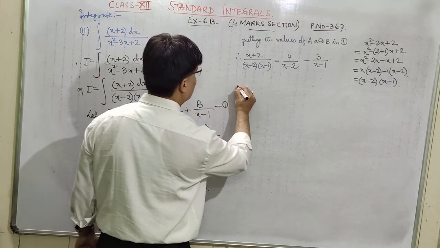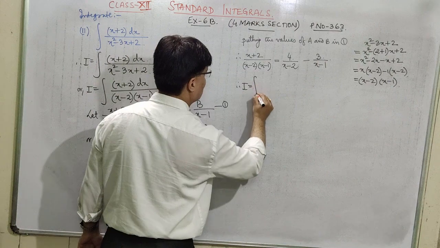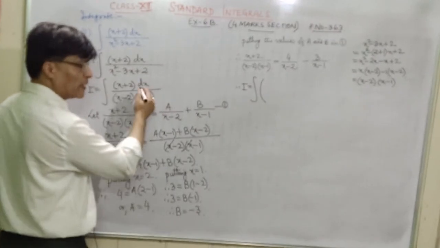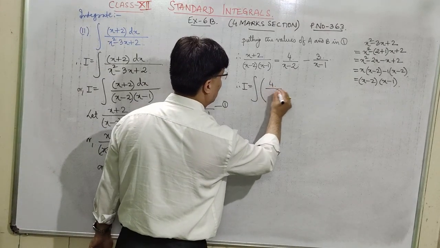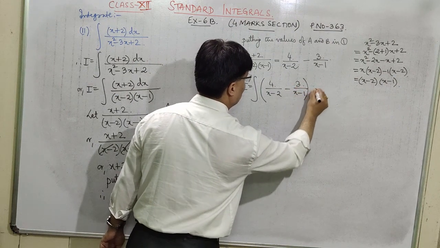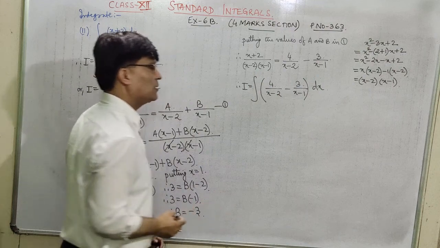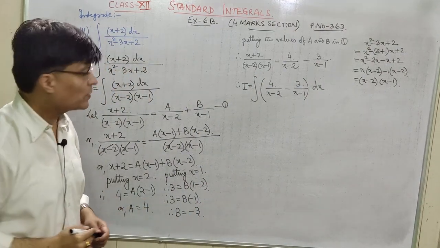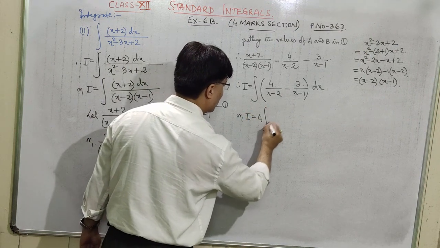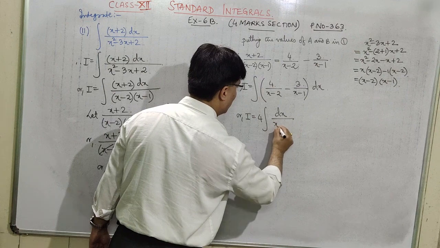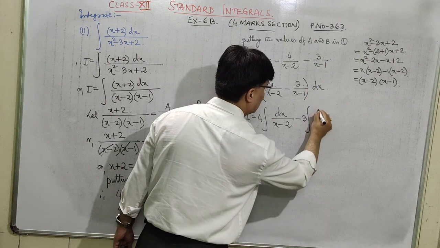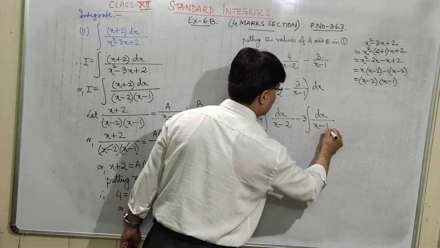Now instead of this fraction, we will put this partial fraction. So I is equal to integral of (4 upon x minus 2 minus 3 upon x minus 1) dx. Is that clear? So let us separate the terms: I is equal to 4 integral dx upon (x minus 2) minus 3 integral dx upon (x minus 1).